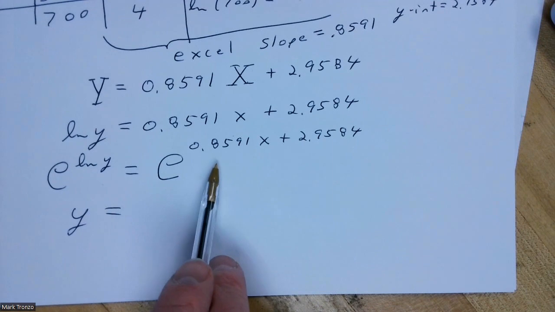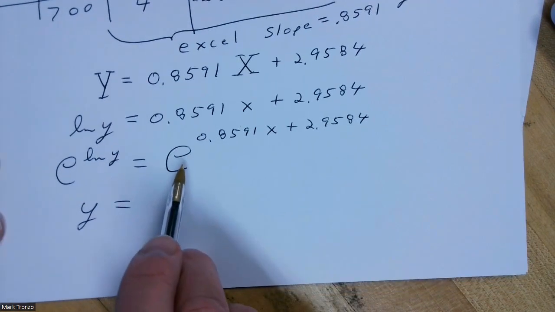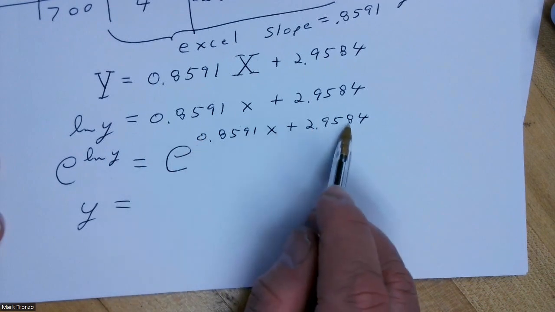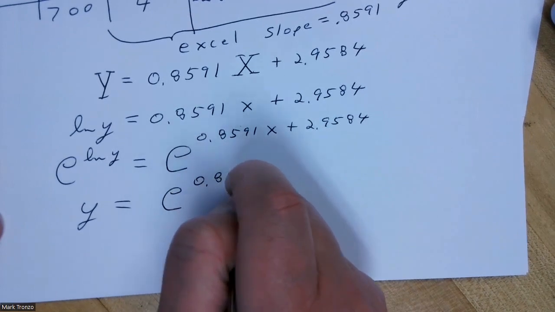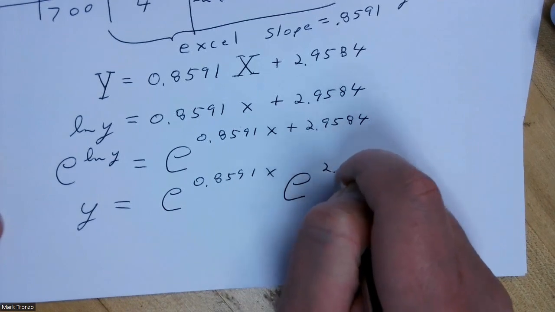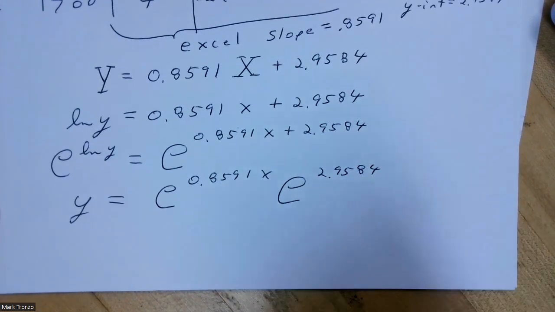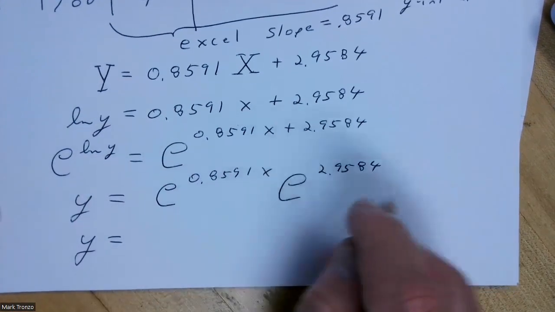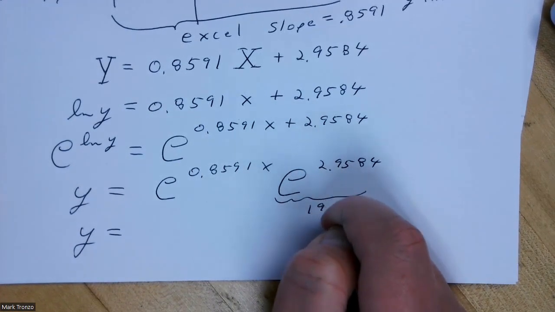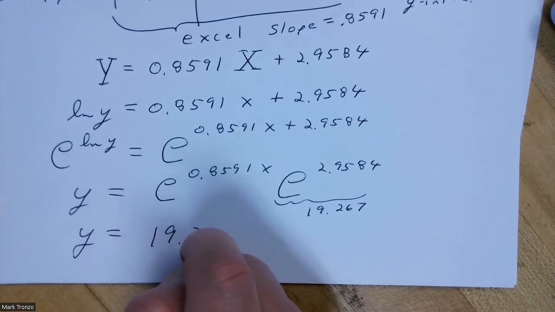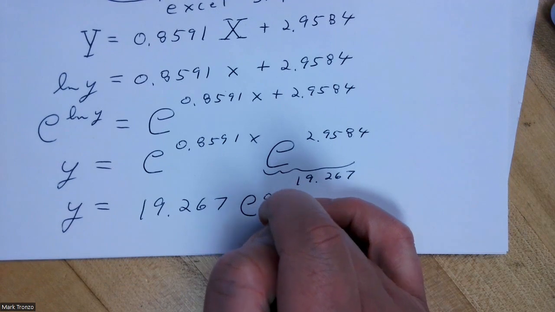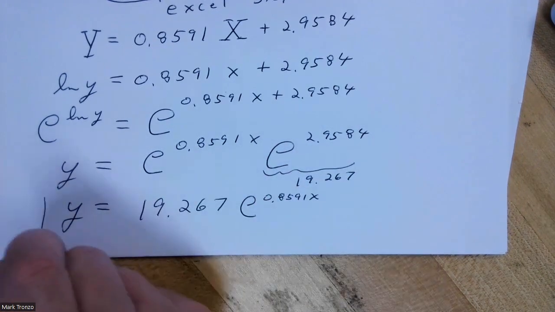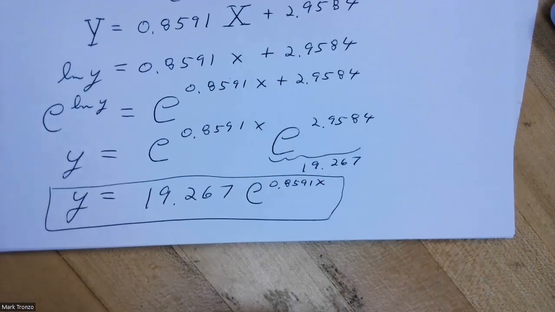Now we can break this up. Remember, this is the same as e to this quantity times e to that quantity. So this is e to the 0.8591x times e to the 2.9584. When you evaluate that in your calculator, it becomes 19.267 times e to the 0.8591x. And that's the form we were shooting for. Any questions on that?